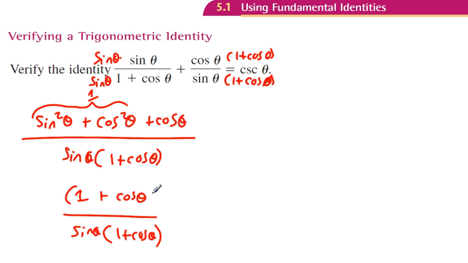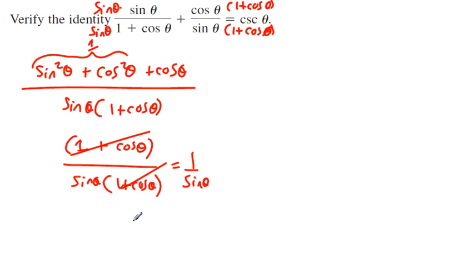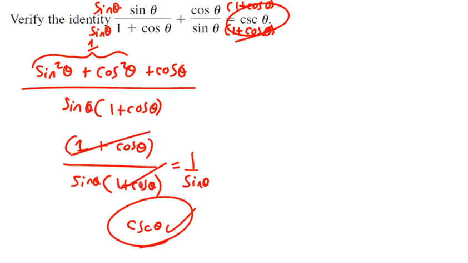We have a 1 plus cosine of theta in the numerator, a 1 plus cosine of theta in the denominator. Bust out your math sword, and we get 1 over sine of theta, and lo and behold, 1 over sine of theta is cosecant. If I can write cosecant correctly, that would be nice. Let me try that again. Now we have cosecant theta, and as you can see, this side is equal to that side. So now we just verified that this whole tamale is equal to cosecant of theta.